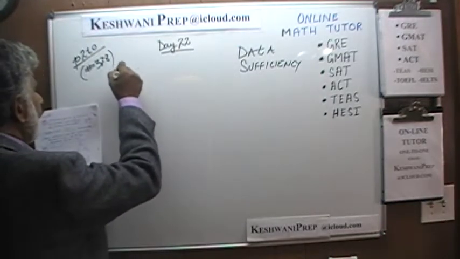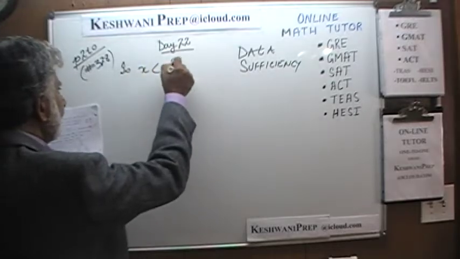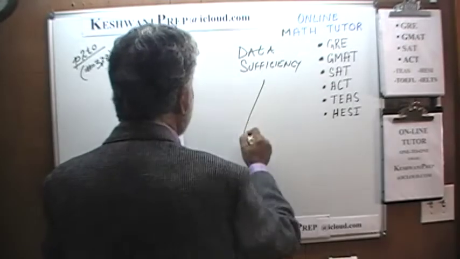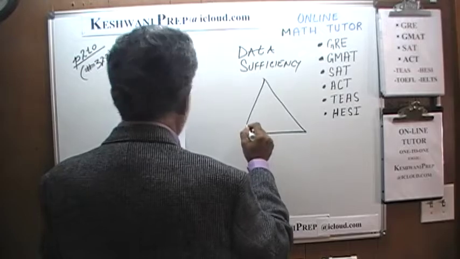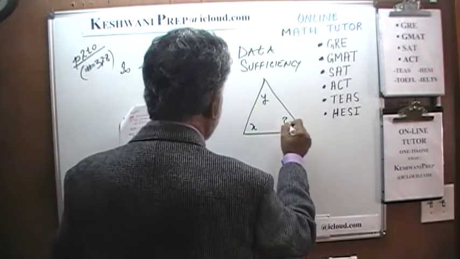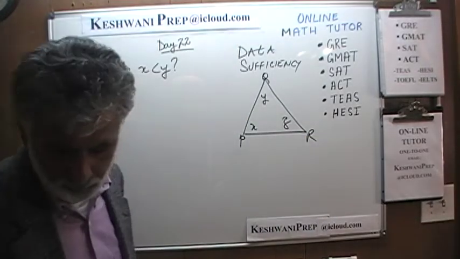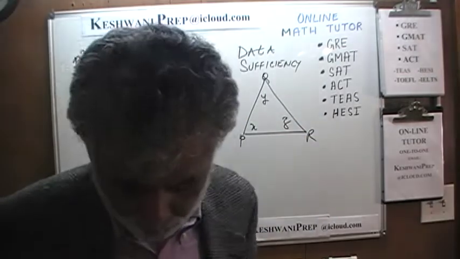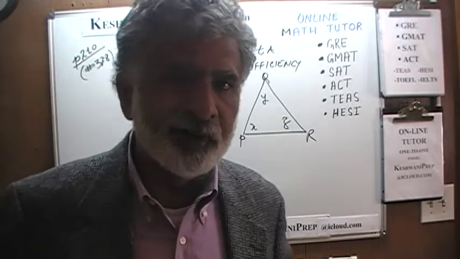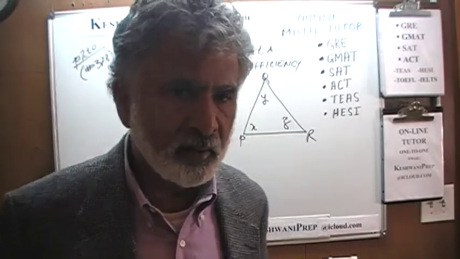Next question is asking us, is x less than y? In this picture that we have here, we're given a triangle with x, y, and z, and p, q, r. This is how the picture is given to us. Obviously, they're going to give us something looking very much like an equilateral triangle.